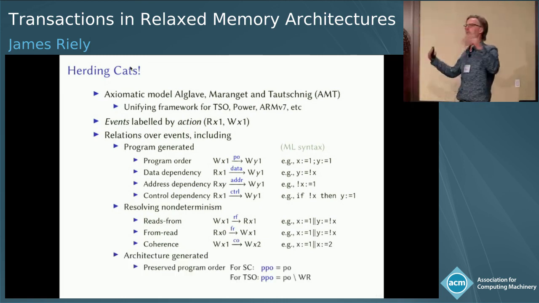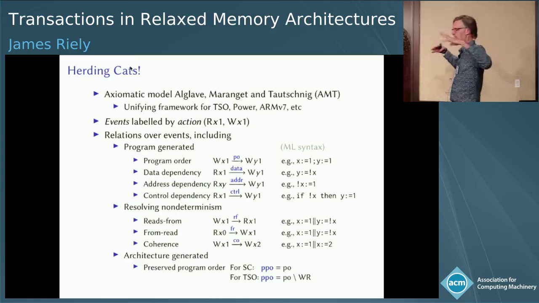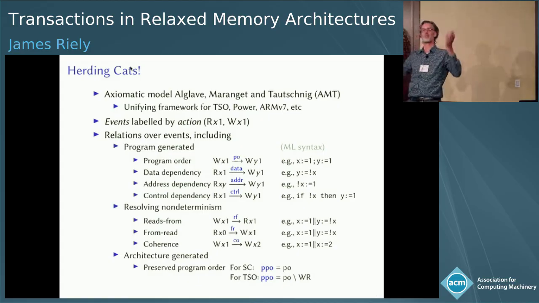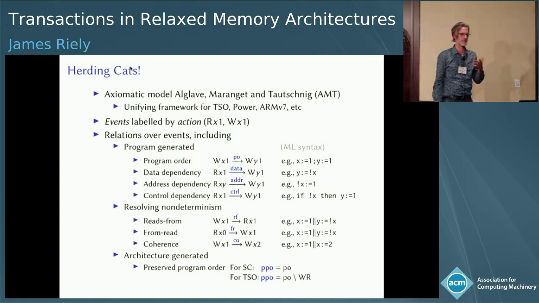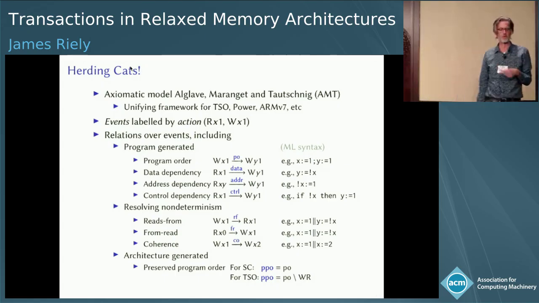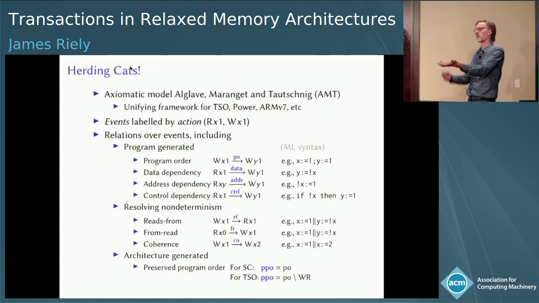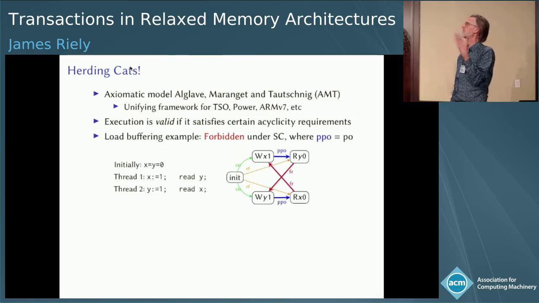And the basic idea of the AMT machinery is you feed all of these orders into a machine, and it pops out a bunch of additional orders, and some of these, for example, are called preserved program order. The machine tells you what order it wants to preserve in program order. And then what we look for are various acyclicities. So that's the basic idea.